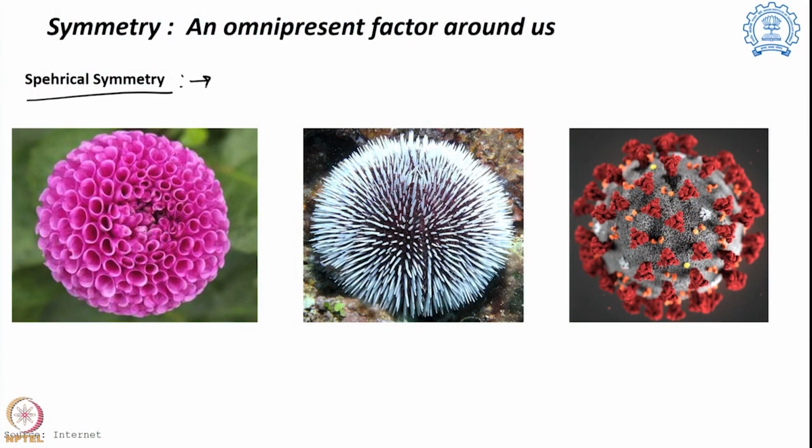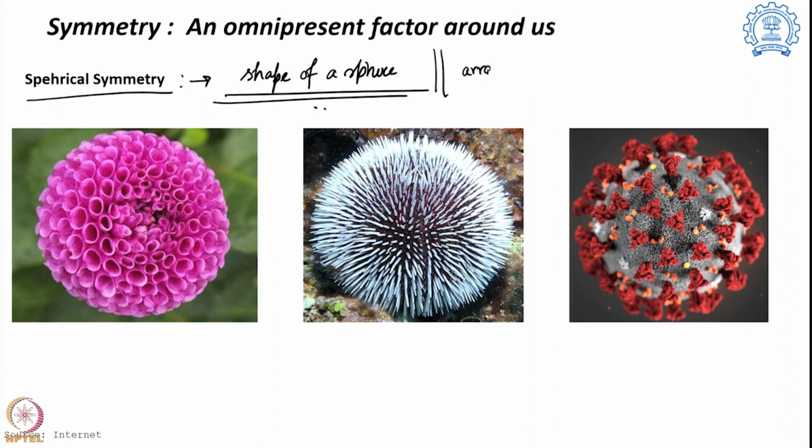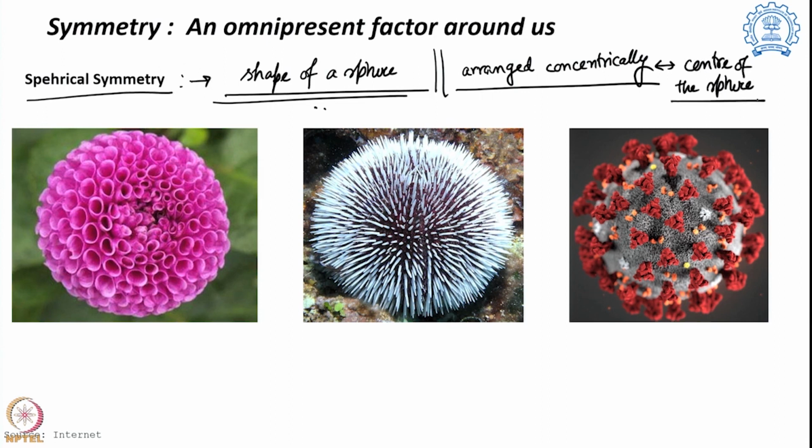What is spherical symmetry? Spherical symmetry is actually having, first you have to have a shape of a sphere. That is the first thing you need, and then all the other things around it will be arranged concentrically so that there is a connection from the center of the sphere. So, that is the basis of spherical symmetry.